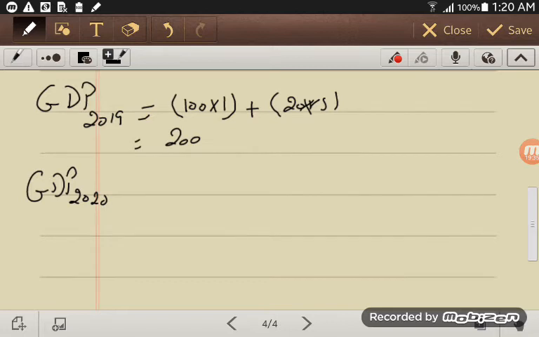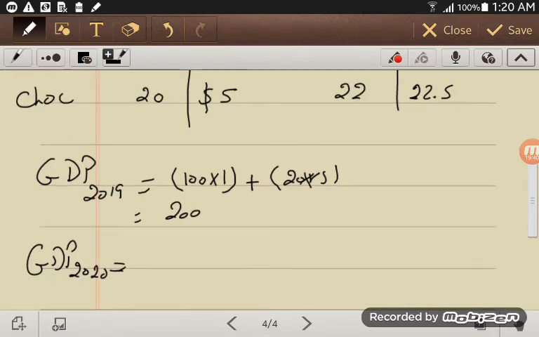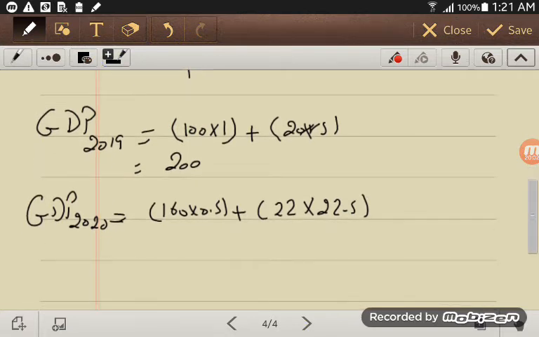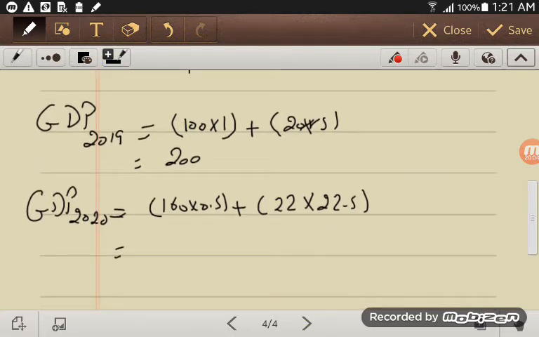The same with respect to year 2020. It's quantity multiplied by the price, plus quantity multiplied by the price. So nominal GDP for 2020 it will be 575.